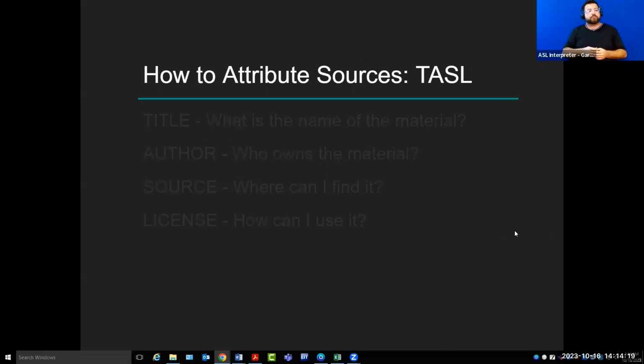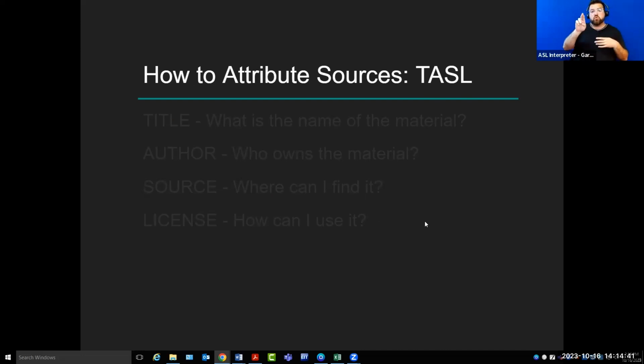How to attribute your sources. Basically it's TASL, and it stands for title, the name of the material; author, who owns the material; source, where can I find it; and license, how can I use it?